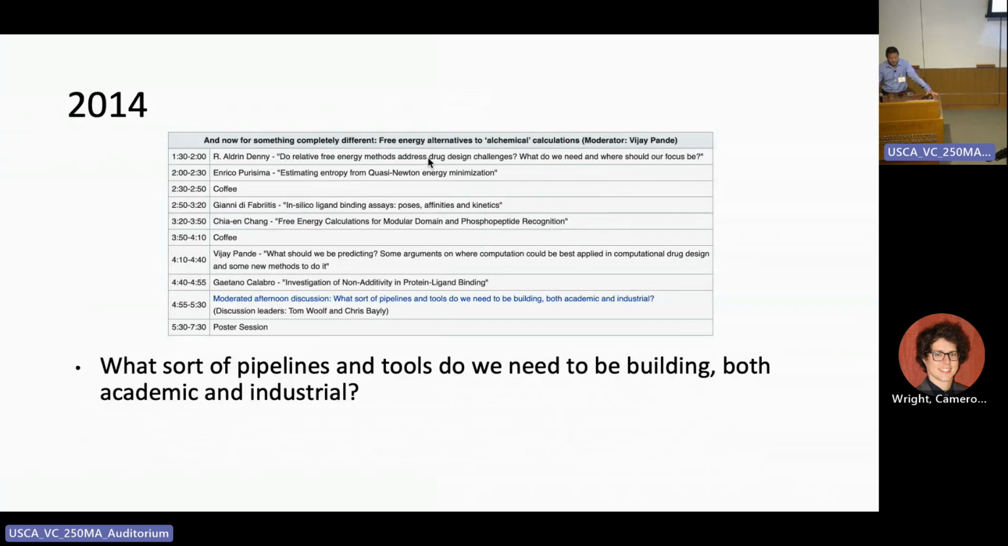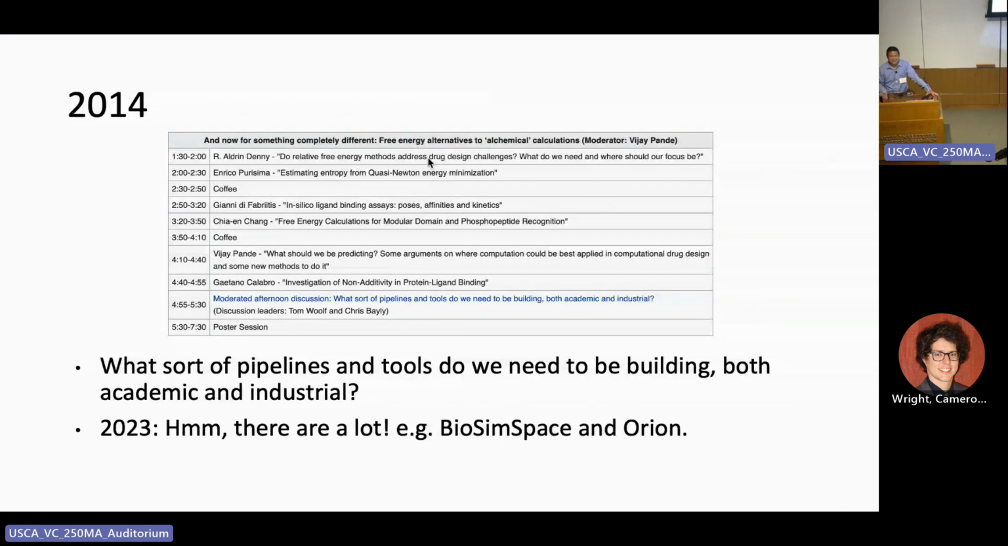What about in 2014? What kind of pipelines and tools? We didn't really have a lot back then, but well, we have a lot now. I mean, they could be worked on and improved, but we've gone a long way, and I wanted to just point that out. It didn't have to be this way, but it's happened, and a lot of people in this room have helped it happen, and I've not really done much of it.